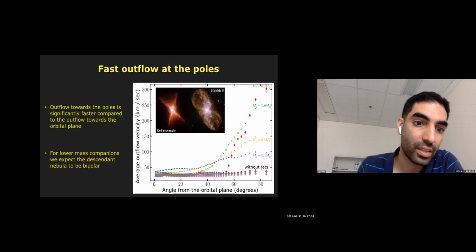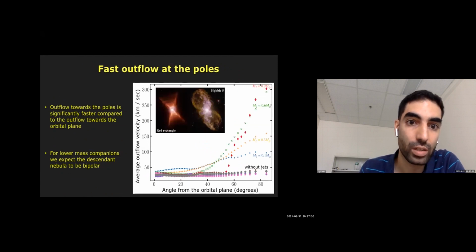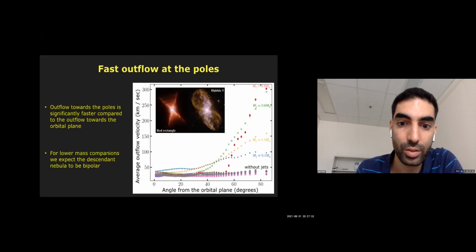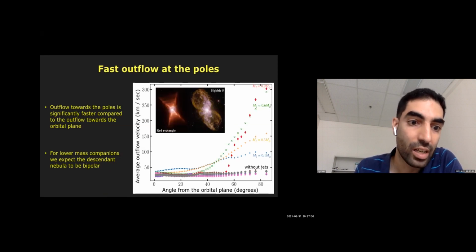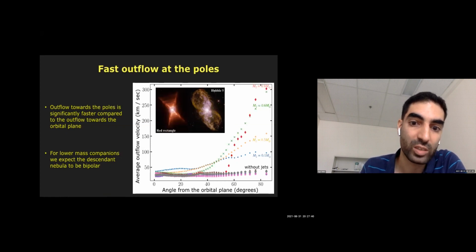In addition, the jets affect the geometry of the outflow. Without jets, the outflow is concentrated around the orbital plane with only a negligible amount of mass outflowing through the poles. This is expected by theory and also has been seen in previous simulations. The average outflow speed is about the escape velocity of the primary star.